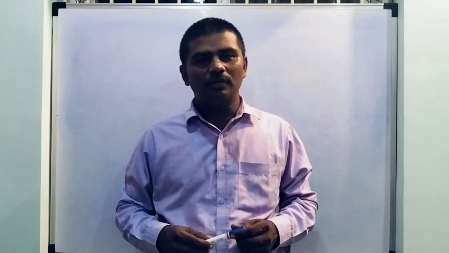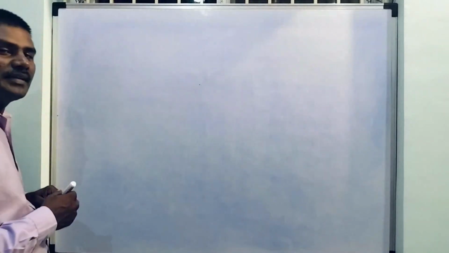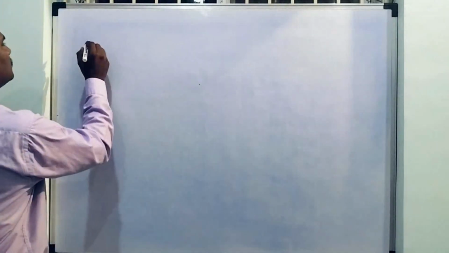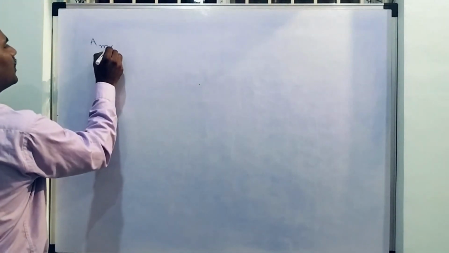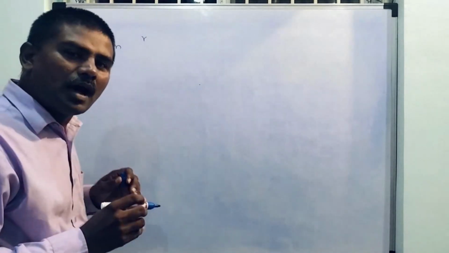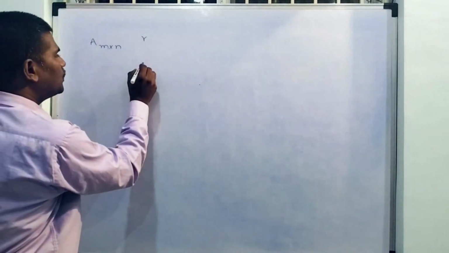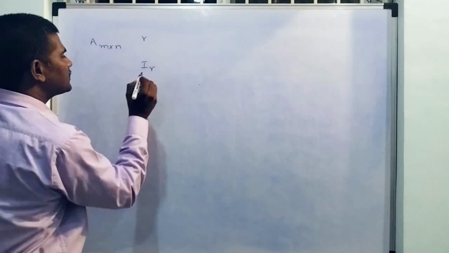Learn every step. Today we are going to learn the normal form of a matrix. Suppose a matrix A has rank R and is of order m by n. Now you can reduce this matrix into an identity matrix.